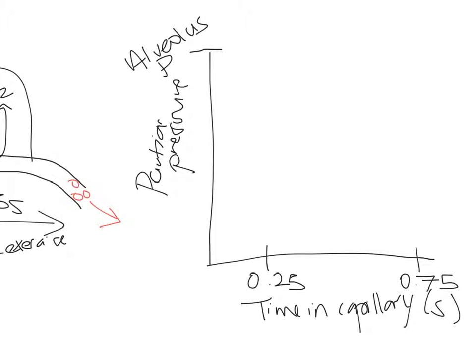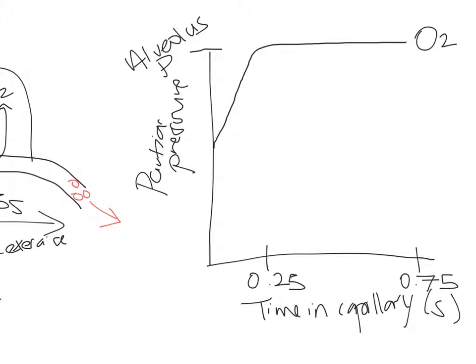The partial pressure of oxygen will look something like this. The pulmonary arteries will bring in deoxygenated blood with a partial pressure of oxygen of somewhere around 40 millimeters of mercury, and we will find that the partial pressure of oxygen increases to that of the alveolar pressure in about 0.25 seconds.